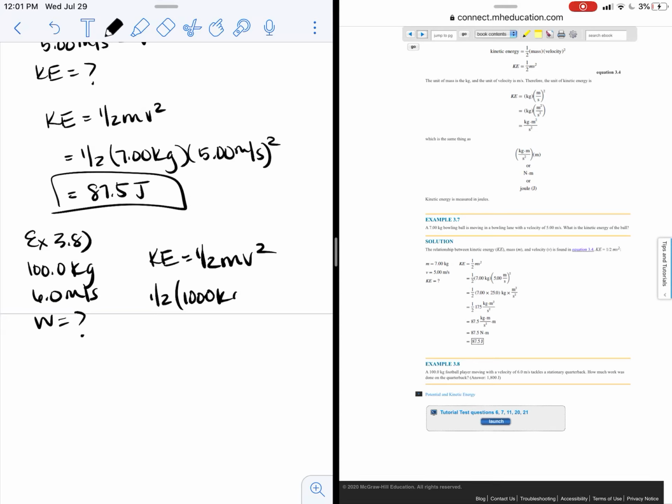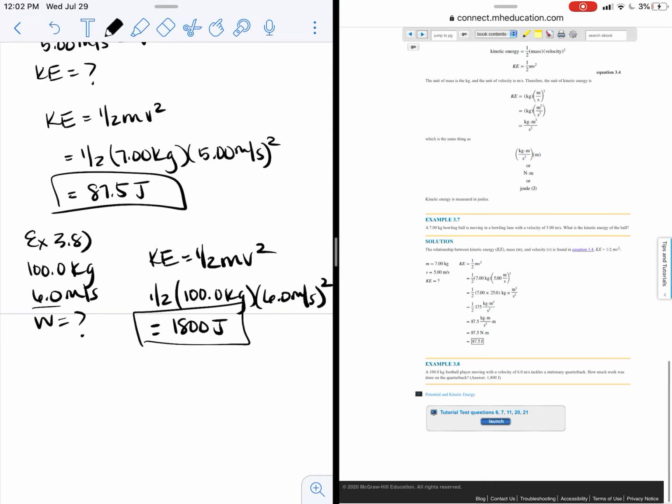All right, so we've got 1/2 times 100. That looks like 1,000, that's not what I wanted. 100, got to put that decimal in there. Velocity 6 meters per second squared. Whenever you do that, you should get 1,800 joules. Remember your significant figures: that 6.0 has 2 significant figures, so that's why you have that 1,800 with no other numbers besides 0 behind it, okay?